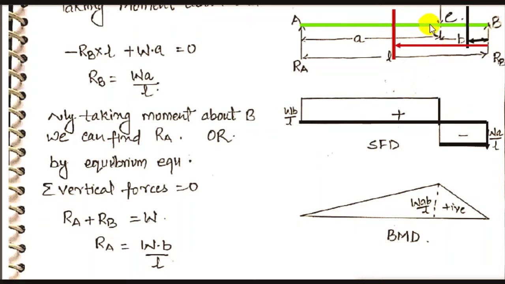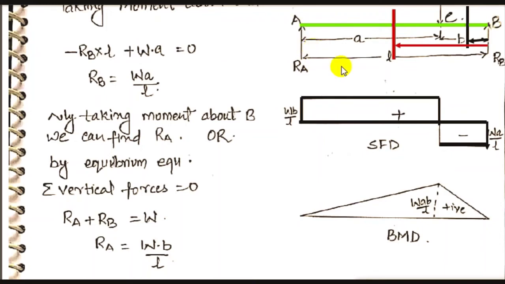At this point, and on moving from this to at least this point, there is a constant force which is WB by L, and at this point there is a downward force, that is RB, which equals WB by L. So at this point it becomes 0. So this is the simple shear force diagram for the above figure.